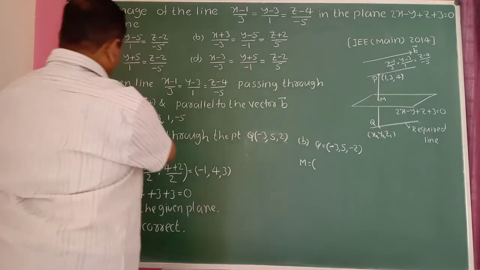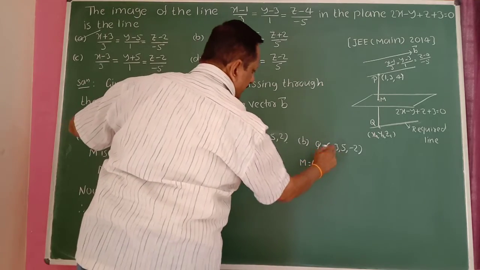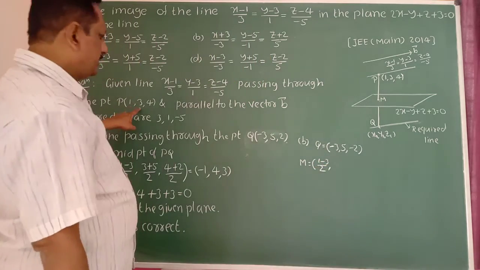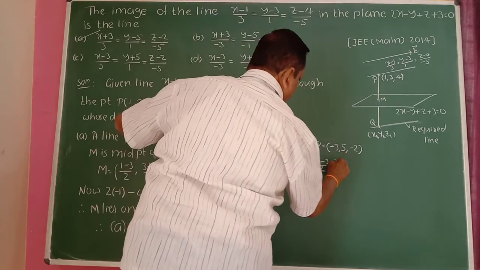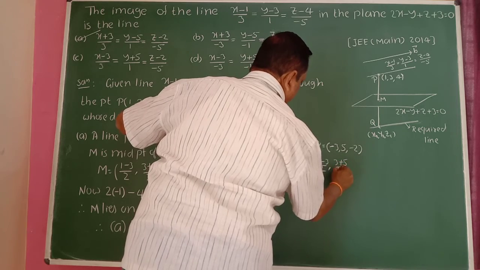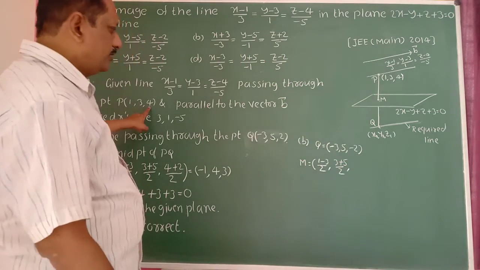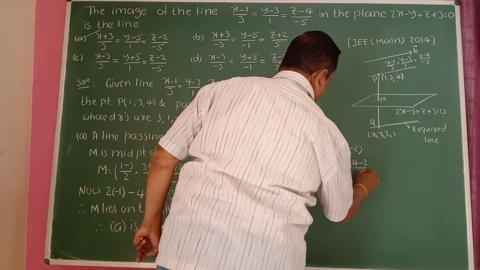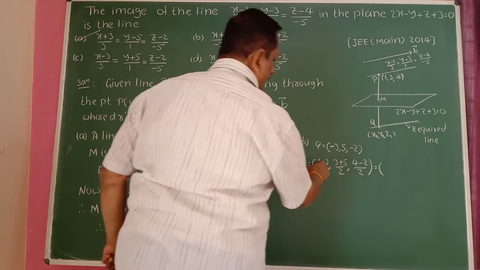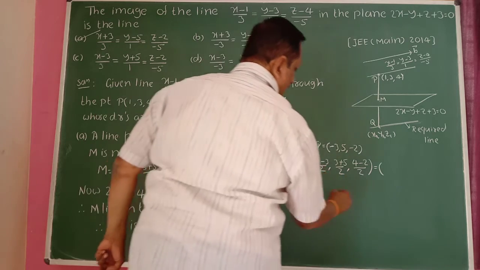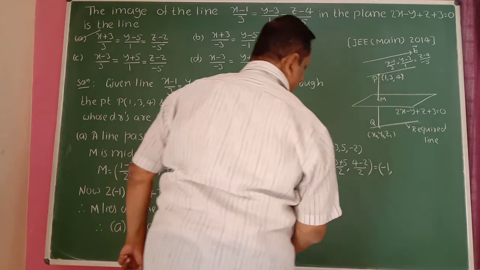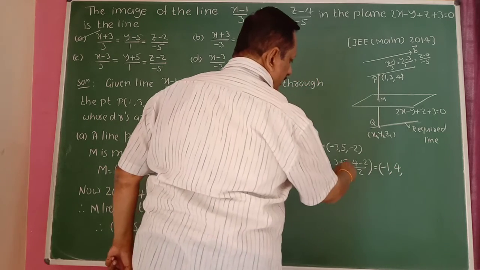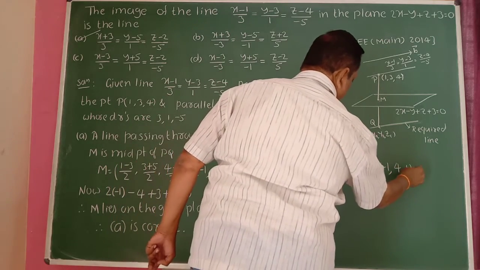Use the midpoint formula: (1 minus 3) divided by 2, (3 plus 5) divided by 2, then (4 minus 2) divided by 2. Minus 2 upon 2 gives minus 1. 8 upon 2 becomes 4. 2 upon 2 becomes 1.